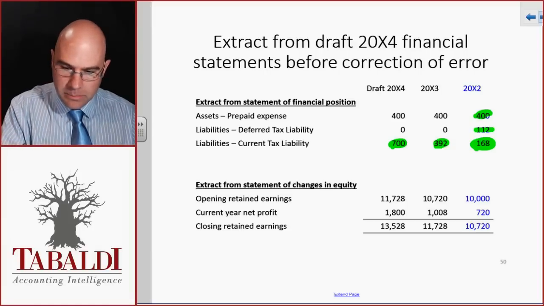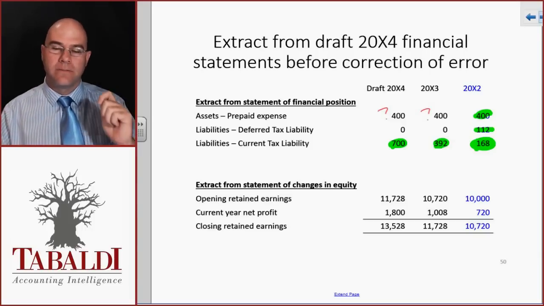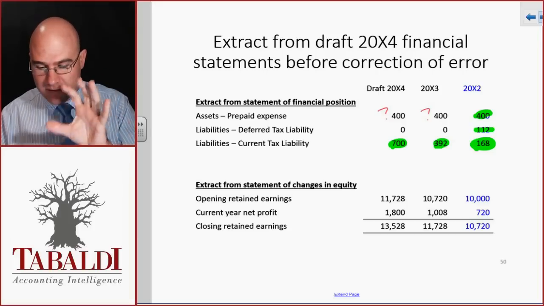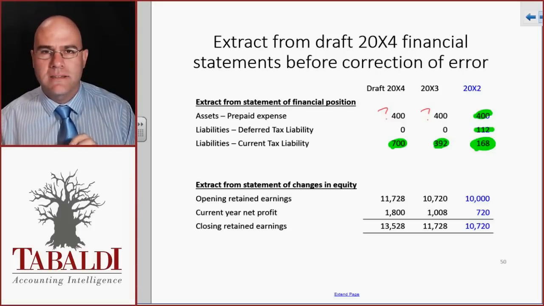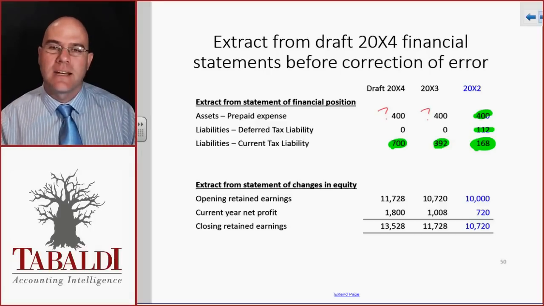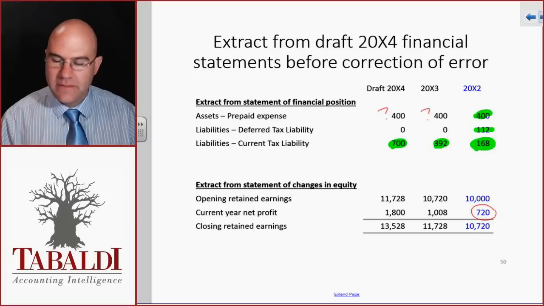Take note, the big problem is the prepaid expense is still sitting there as the full 400 in both years. So that just shows that the error, yes, is still not corrected, right? Because everything is still sitting at the 400 prepaid expense. Nothing has been taken out to profit and loss. Retained earnings, we add the profit of 720.